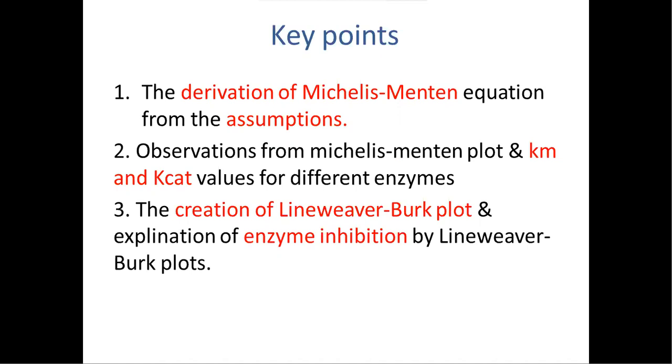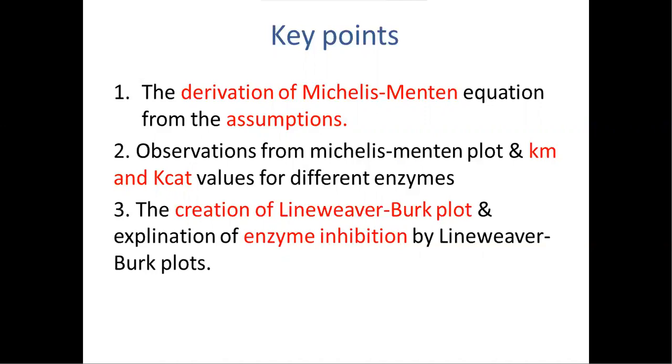The first key point here is the derivation of Michaelis Menten's equation from the assumptions. And the second point, observations from Michaelis Menten's plot, Km and Kcat values for different enzymes. The third point here is the creation of Lineweaver-Burk plot, and an explanation of enzyme inhibition by Lineweaver-Burk plots.